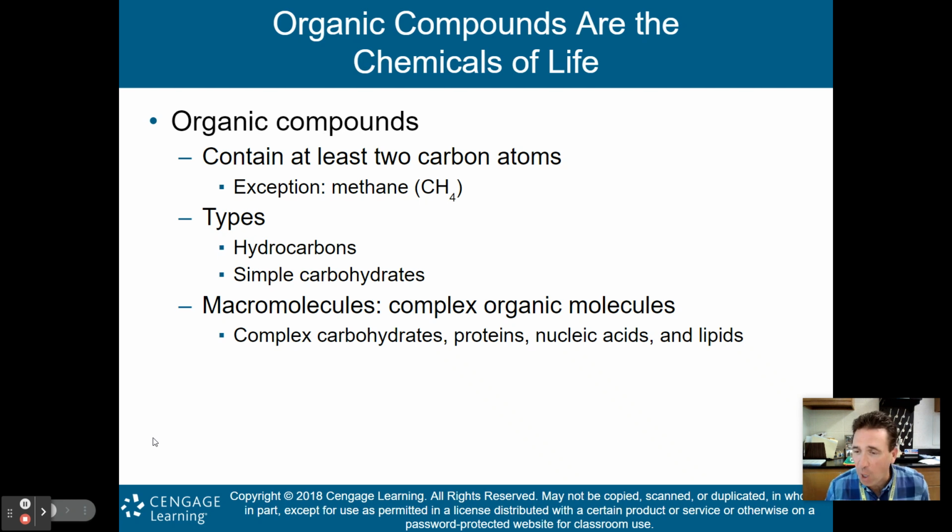So we left off in part 1 talking about different types of compounds, ionic and covalent compounds. And now we're moving on to organic compounds, which are the chemicals of life. So what is an organic compound? Well, organic compounds have to contain at least 2 carbon atoms. The one exception is methane, which is an organic compound. Only one atom of carbon there, paired with 4 atoms of hydrogen in methane. Types of organic compounds: we have hydrocarbons and we have simple carbohydrates. We also have macromolecules, which are complex organic molecules, and these would include complex carbohydrates, proteins, nucleic acids, and lipids.